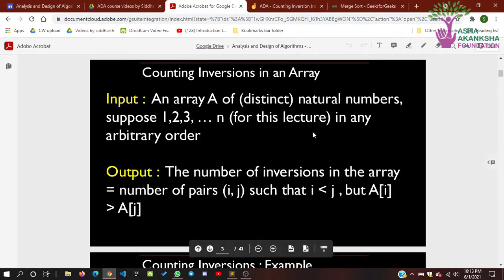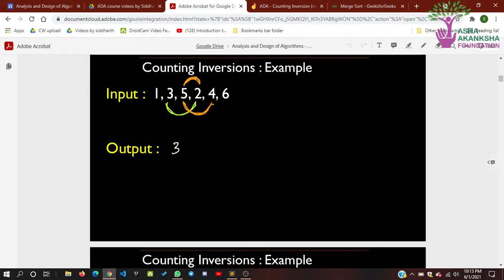Similarly, it is written here that the number of inversions in the array is equal to the number of pairs (i, j) such that i is less than j but a[i] is greater than a[j]. That is, the number of all such pairs in which the greater element appears first and the smaller element appears later in the array.